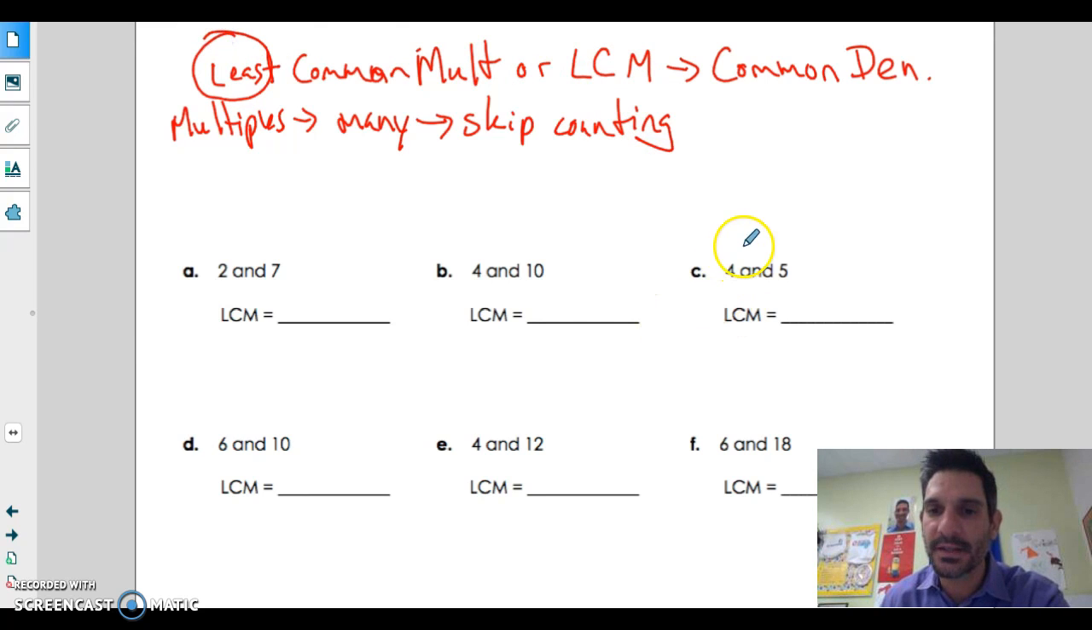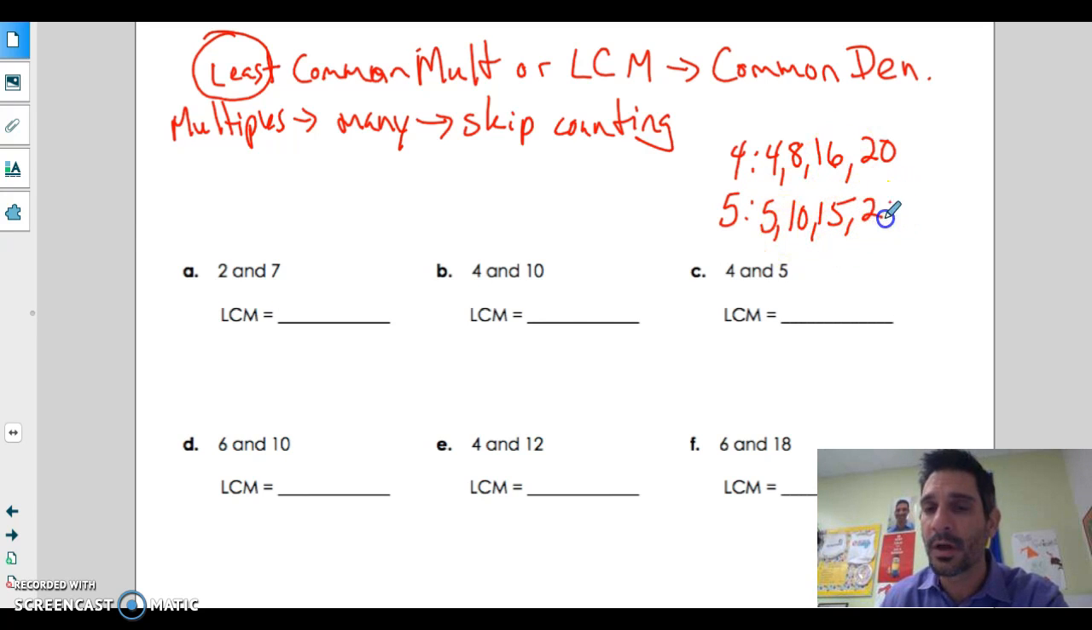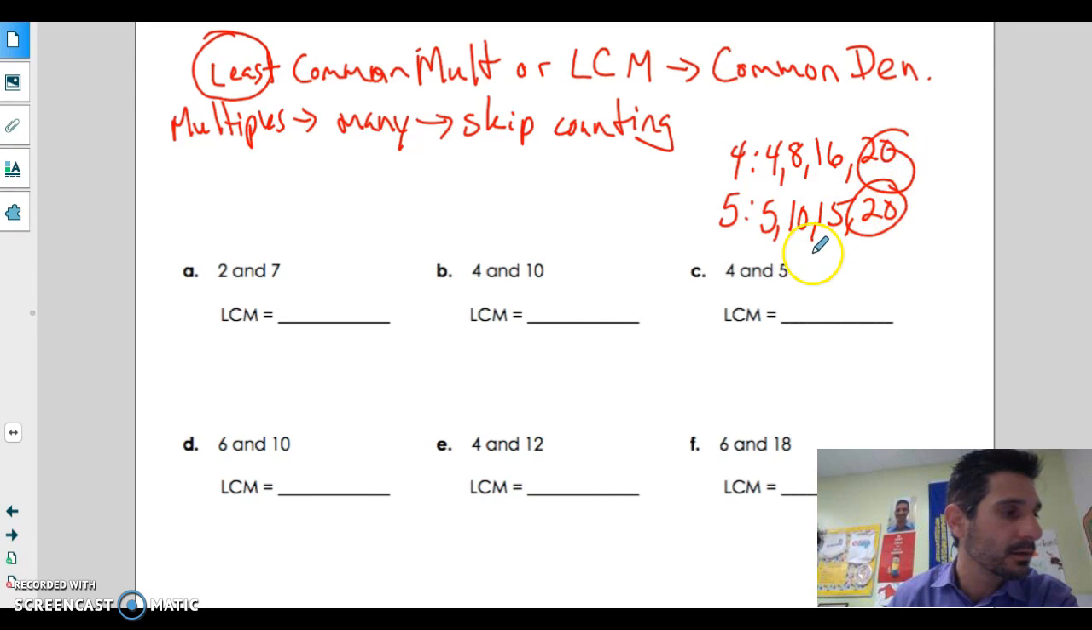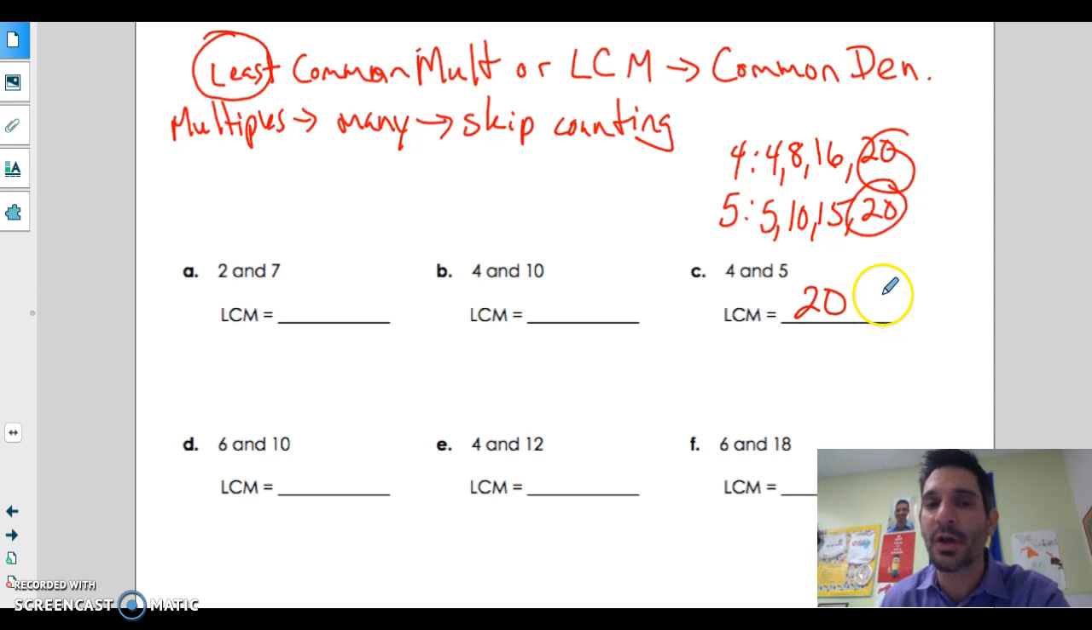So if I said to you, the least common multiple of 4 and 5, this is what I do. I do 4 and I do 5, and that's just my multiples. I can go 4, 8, 12, 16, 20. I can go 5, 10, 15. I don't have anything yet. Go one more: 20. So my multiple is 20, and that would be my denominator.